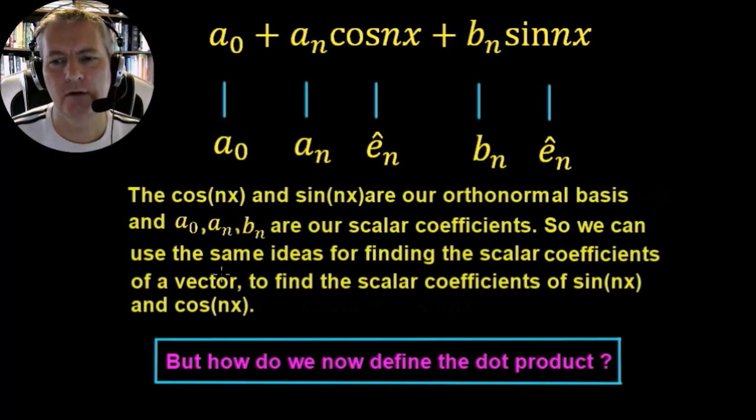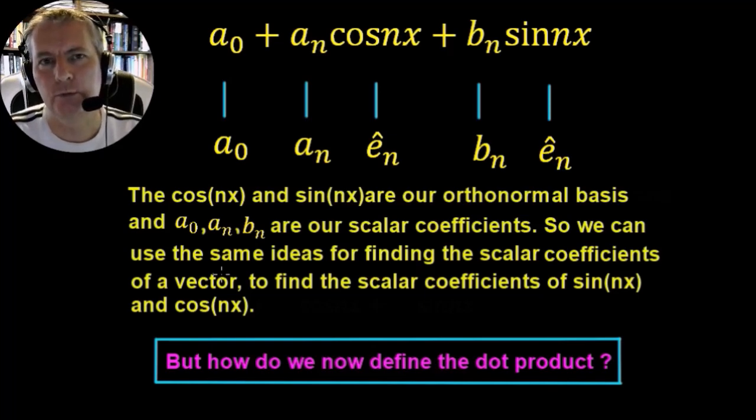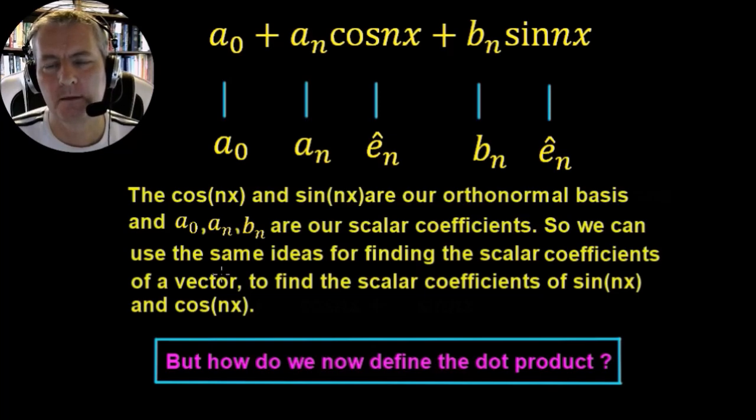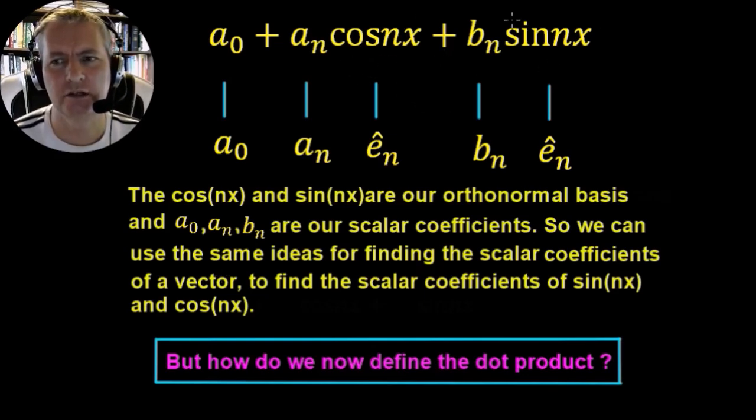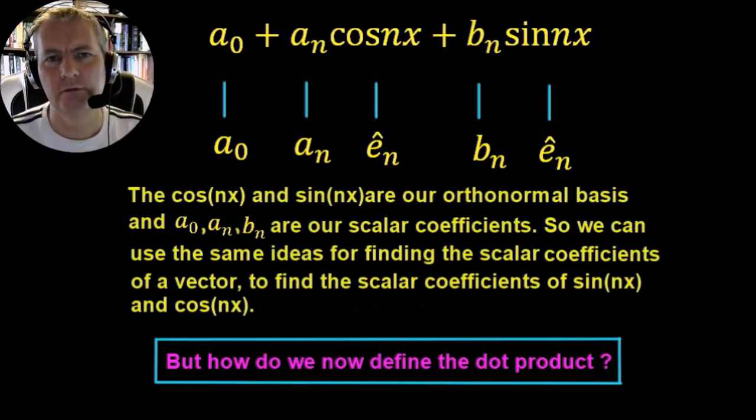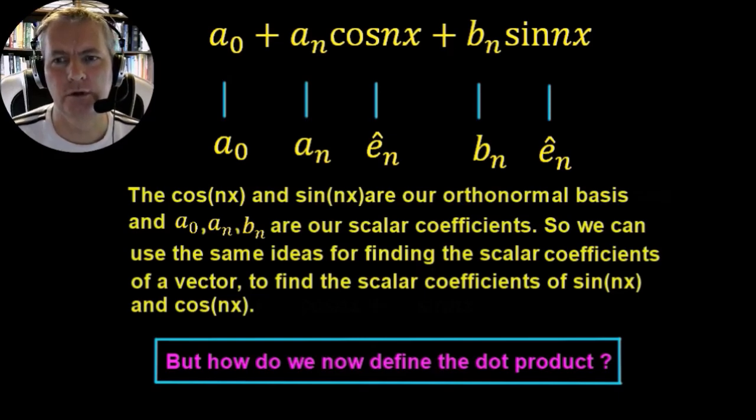But the question we have now is, how do we define this dot product? It was simple enough before to find the dot product on a simple real number line, but now we don't have a real number line. Instead we have sets of functions, cos nx and sin nx. So in the next video we'll define this dot product on this new vector space of functions which we have just created, and from that we'll be able to work out the values of a0, an and bn.